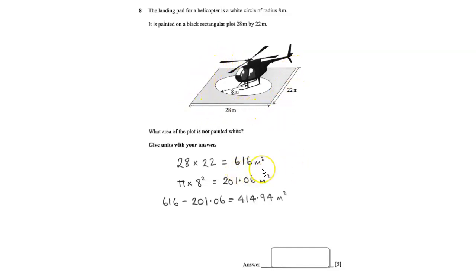So 616 meters squared. Next we get the area of the circle that's inside this rectangle, which is pi times 8 squared. So it's pi r squared, or pi times radius squared. So the radius is 8 meters. That should give you 201.06. To find the shaded area, it's the big shape take away this small shape. And that's what we have here. 616 take away 201.06 should give us 414.94 meters squared, which is the area of the shaded part of that diagram.